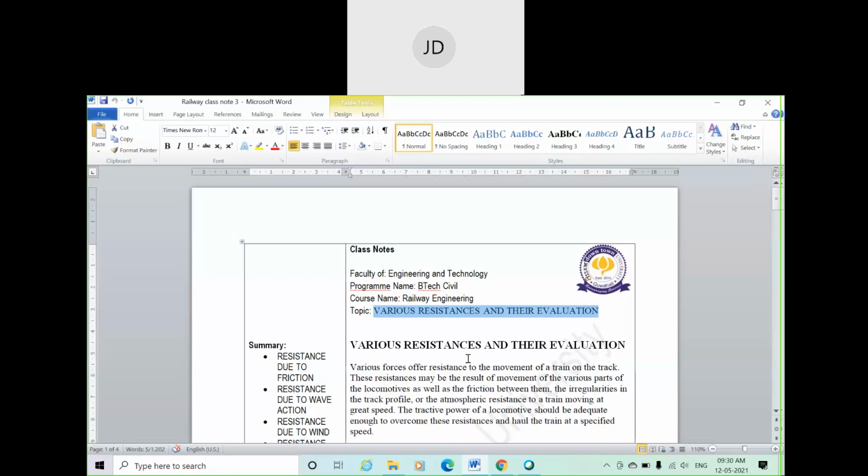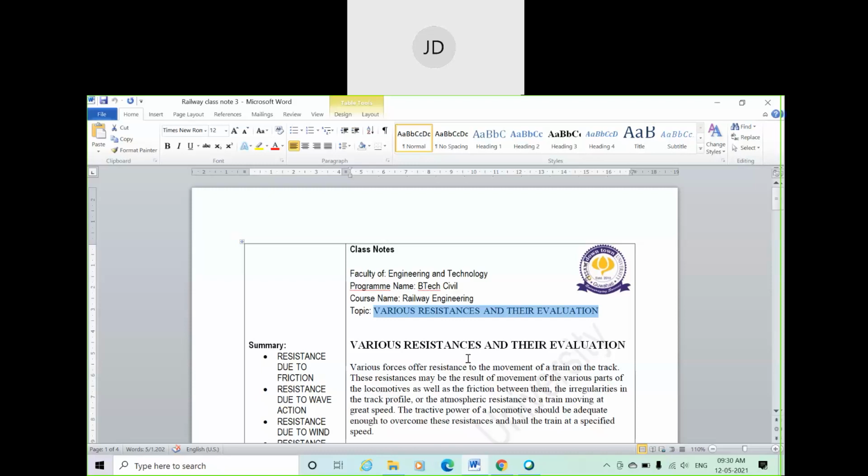Additional to that, it may be due to the irregularities in the track profile or the atmospheric resistance to the train moving at a great speed. That means the overall resistance against the movement of the train we can classify under mainly two heads. One is mechanical, another one is atmospheric. Under mechanical resistance you can say friction force is there.